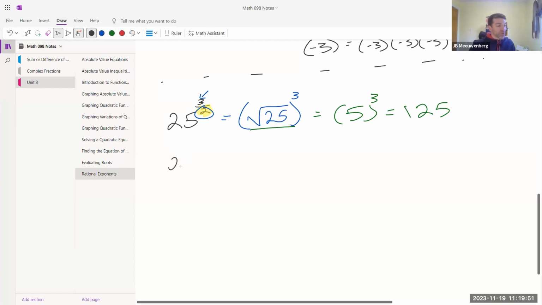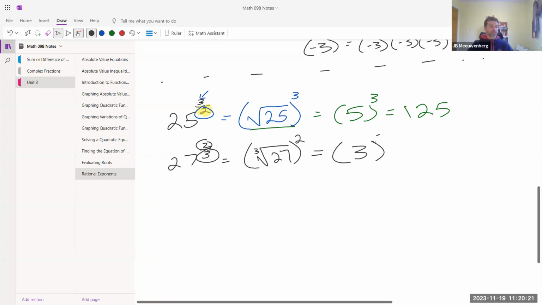We could do 27 to the 2/3. Pause the video and see if you can figure that one out. So we know 27 goes in here. The bottom number is our root. We're going to put parentheses around that whole thing. And then the top number is the remaining exponent. So we're going to start with the cube root of 27, which is 3. We're going to square it, which is 9.